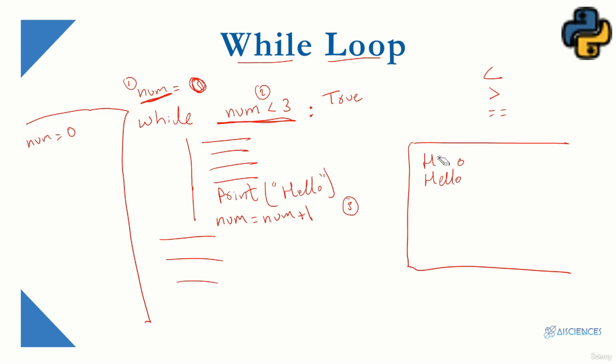And here I'm going to erase all the output because I'm going to run it again. So, okay, now let's run it again and let's see what happens. So number is 0, right? So num is 0, 0 is less than 3. Yeah, that is true. So print will be executed, so it will say hello.